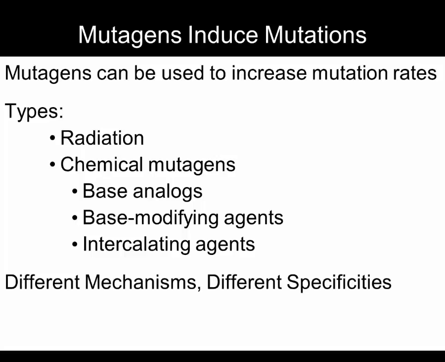Note that the use of the term induced is different here than when we were talking about Lamarckian evolution. This is not tall trees inducing giraffes to have mutations for longer necks. Mutagens increase the frequency of mutations, but the effects on phenotype are random.